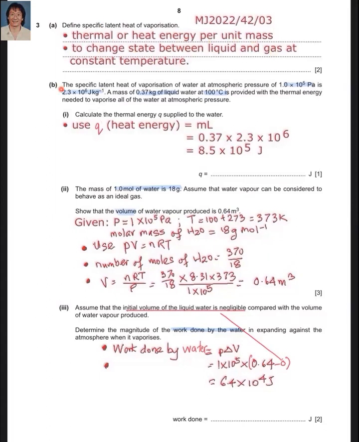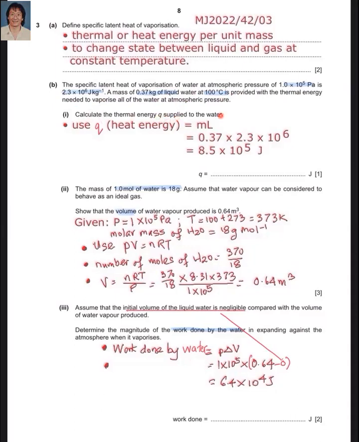Then for part B, the specific latent heat of vaporization of water at atmospheric pressure of 1 × 10⁵ Pascal is 2.3 × 10⁶ joule per kilogram. A mass of 0.37 kilogram of liquid water at 100 degrees Celsius, which is the boiling point of water, is provided with the thermal energy needed to vaporize all the water at atmospheric pressure. Part 1, we have to calculate the thermal energy Q supplied to the water.